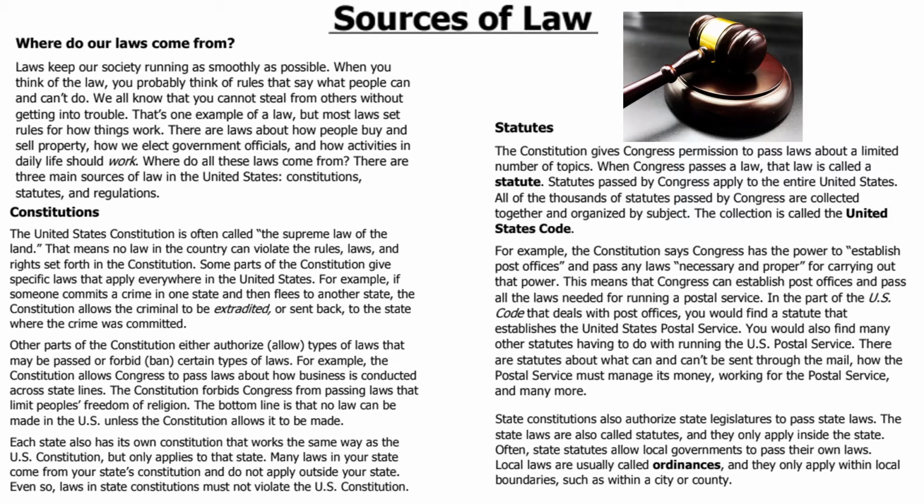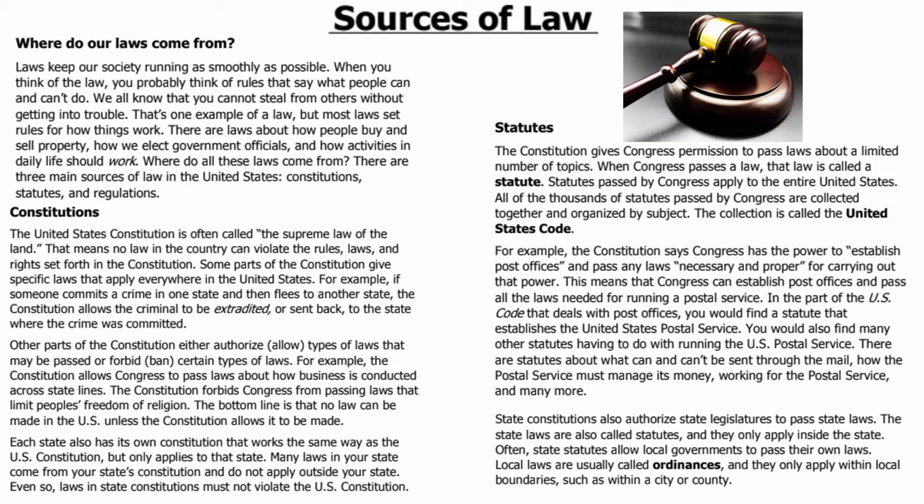For example, the Constitution says Congress has the power to establish post offices and pass any laws necessary and proper for carrying out that power. This means that Congress can establish post offices and pass all the laws needed for running a postal service. In the part of the U.S. Code that deals with post offices, you would find a statute that establishes the United States Postal Service. You would also find many other statutes having to do with running the U.S. Postal Service. There are also statutes about what can and can't be sent through the mail, how the Postal Service must manage its money, working for the Postal Service, and many more.